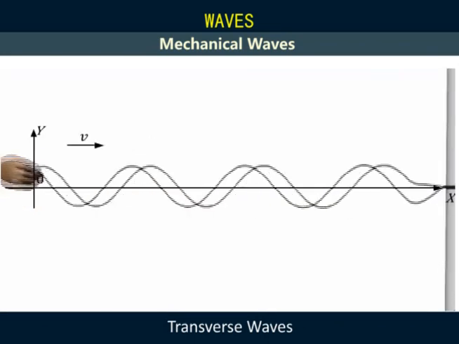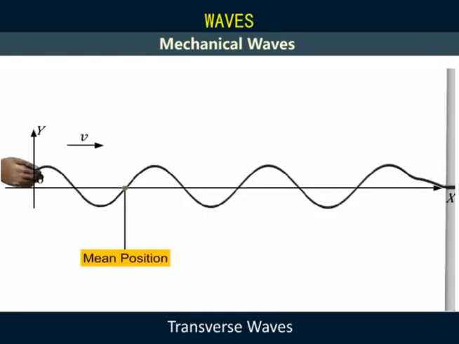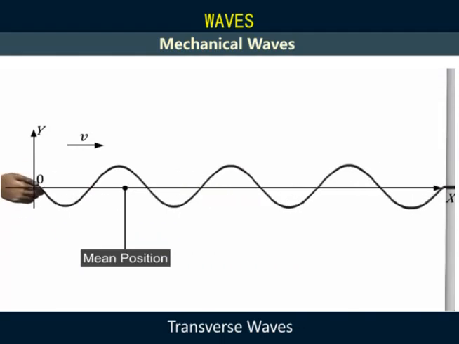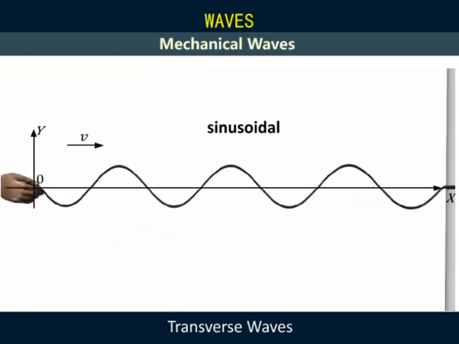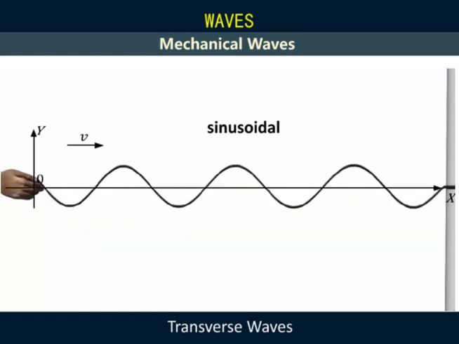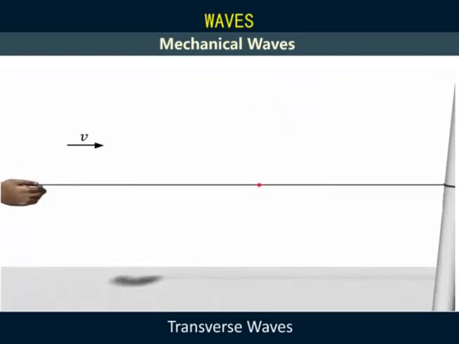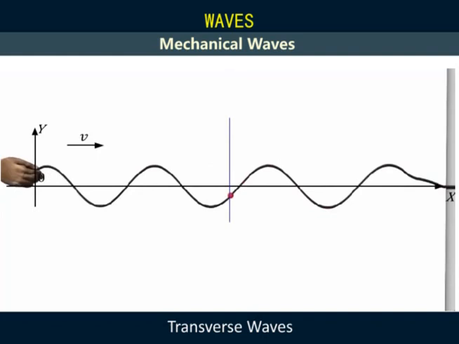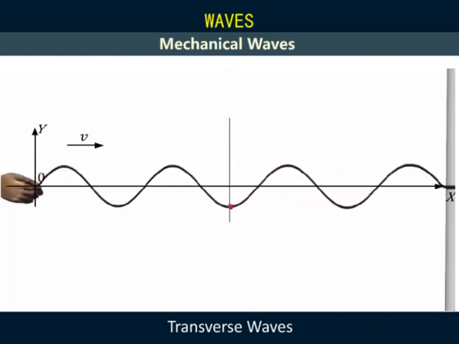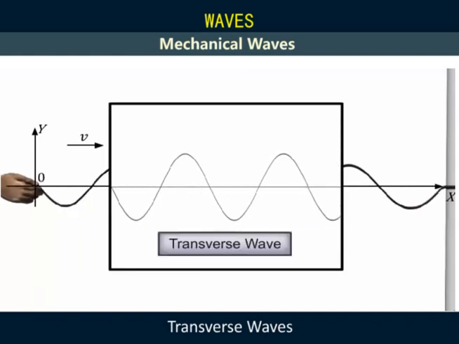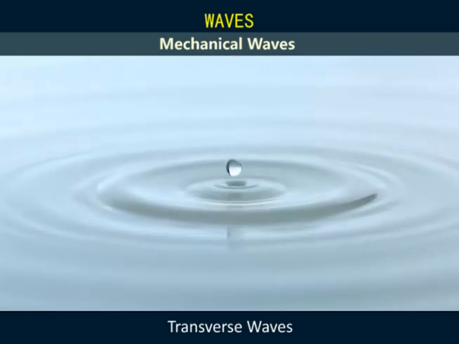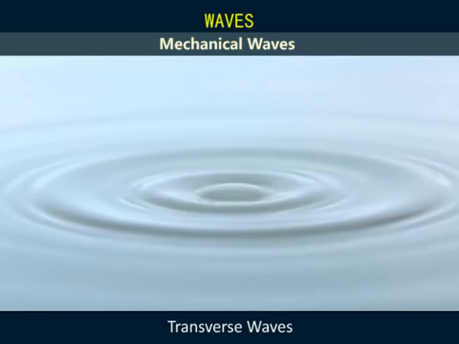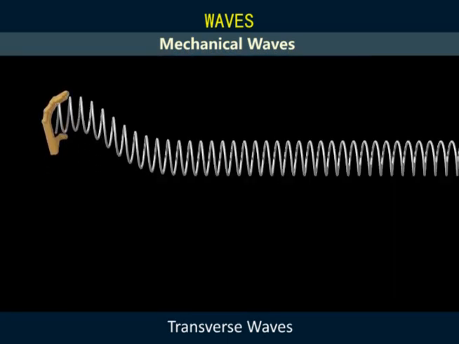When the hand is moved up and down continuously about the mean position with a simple harmonic motion, a continuous wave, which is sinusoidal in shape, travels along the string with a velocity v. If you mark a point anywhere on the string, you will see that the point moves up and down and never towards the fixed end. This sinusoidal wave is a transverse wave. Water waves are a good example of transverse waves. Another example is a slinky spring jerked up and down.